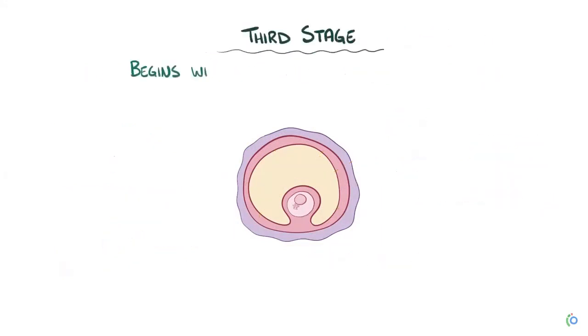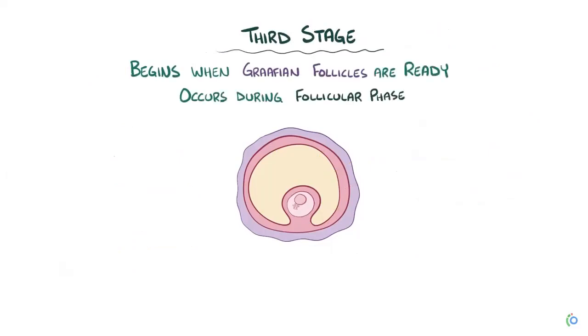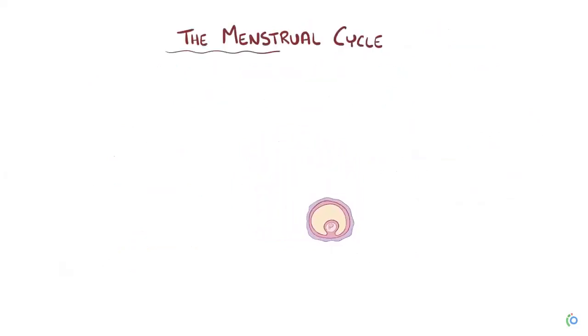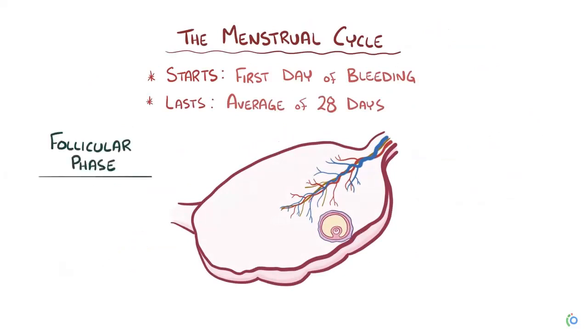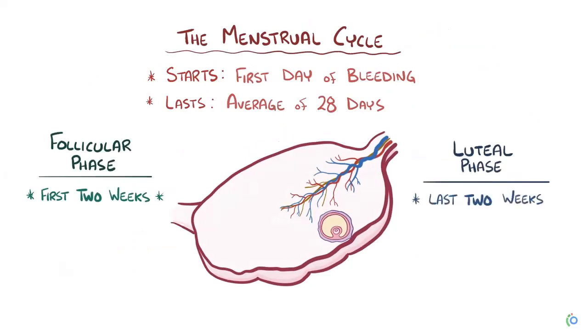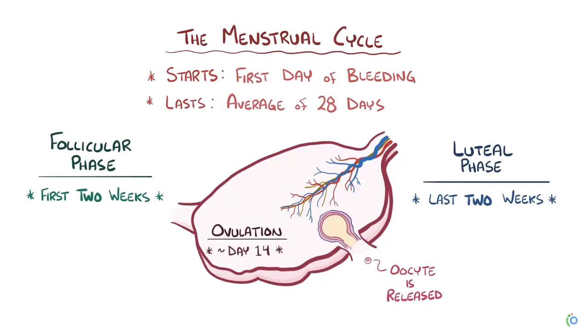The third stage of follicular development starts when the Graafian follicles are ready and occurs during the follicular phase of the menstrual cycle. So let's briefly switch gears and go over the highlights of the menstrual cycle to put that follicular phase into context. The menstrual cycle starts on the first day of menstrual bleeding and lasts 28 days on average. Assuming a 28-day cycle, the follicular phase makes up the first 2 weeks of the menstrual cycle, and the luteal phase, the last 2 weeks. These 2 phases are separated by ovulation, which is when the follicle ruptures and releases an oocyte that is ready to be fertilized. This usually occurs on day 14 of a 28-day cycle.